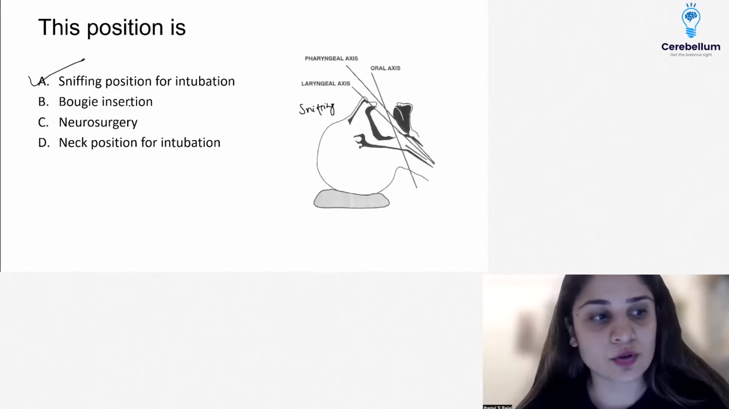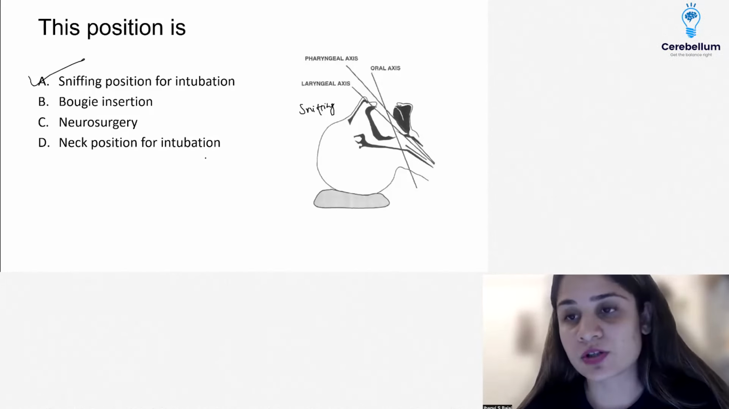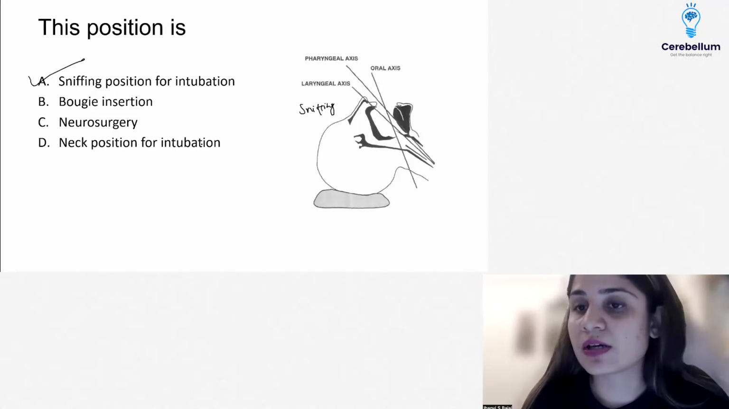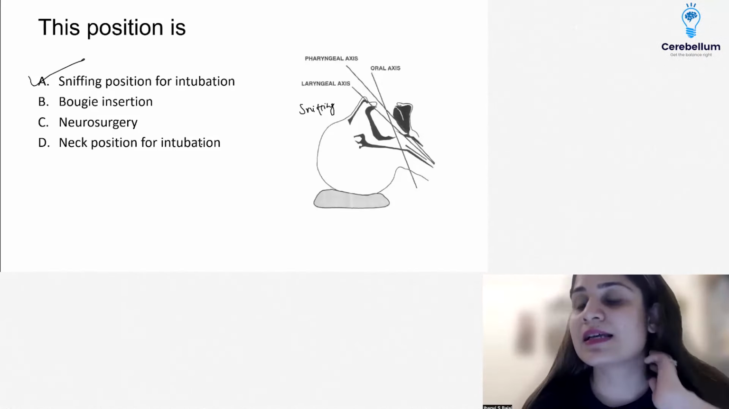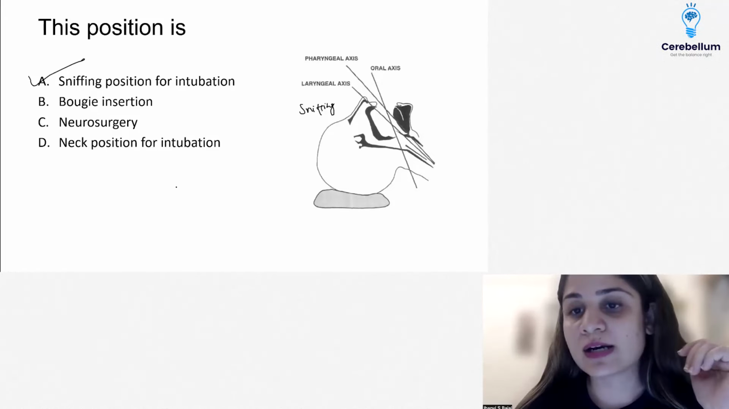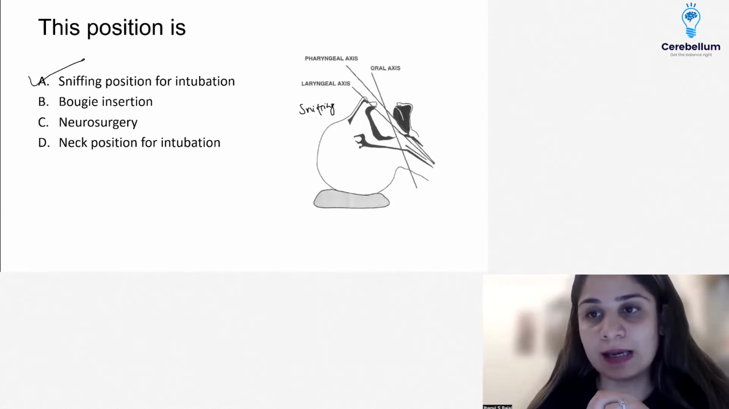You will not use it for neurosurgery. It is not just neck position for intubation, because neck position is only half the story. You are also giving positioning of the head. You are positioning the neck as well as the head, and then you get this position in which all the three axes are aligned together and you use it for intubation. All right, so it is option A.